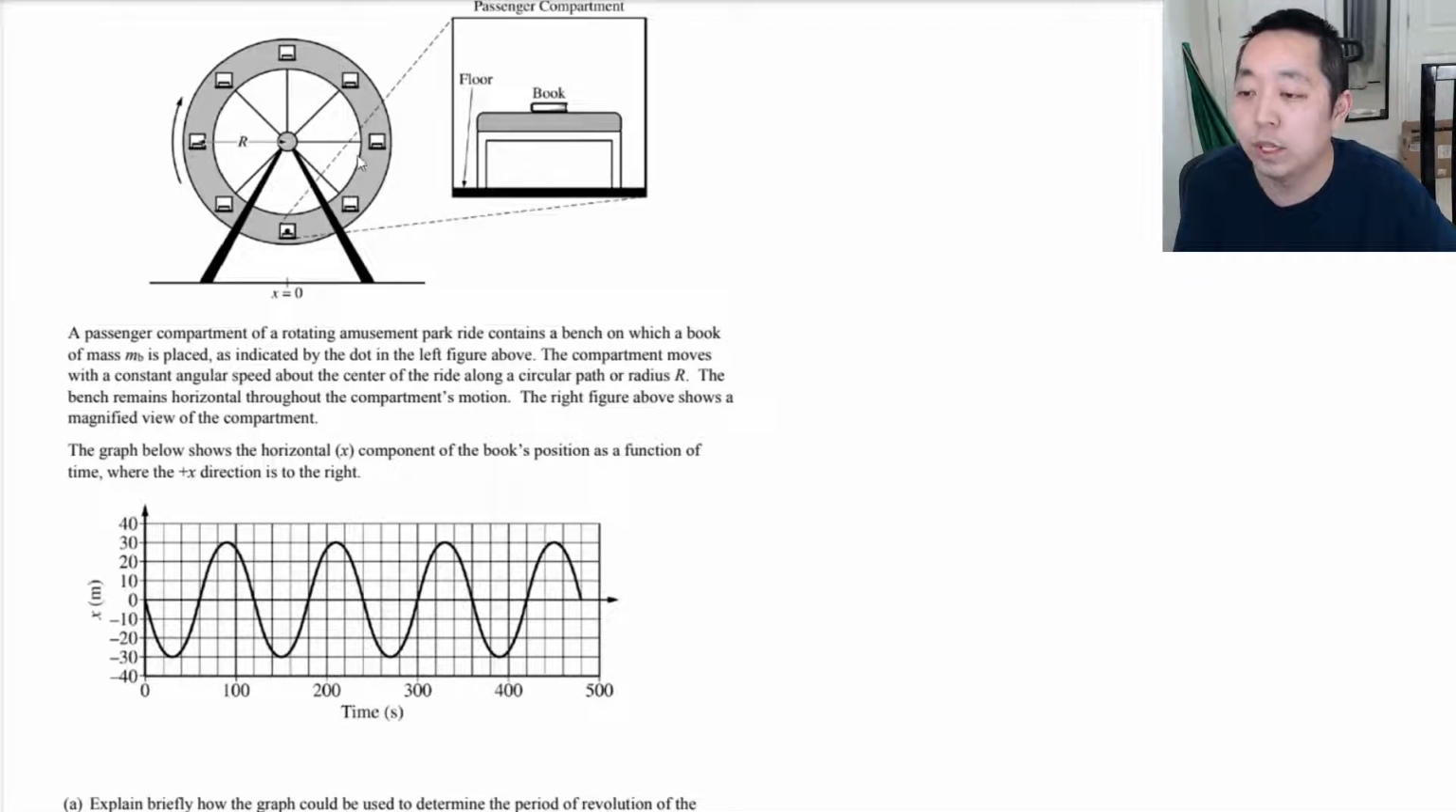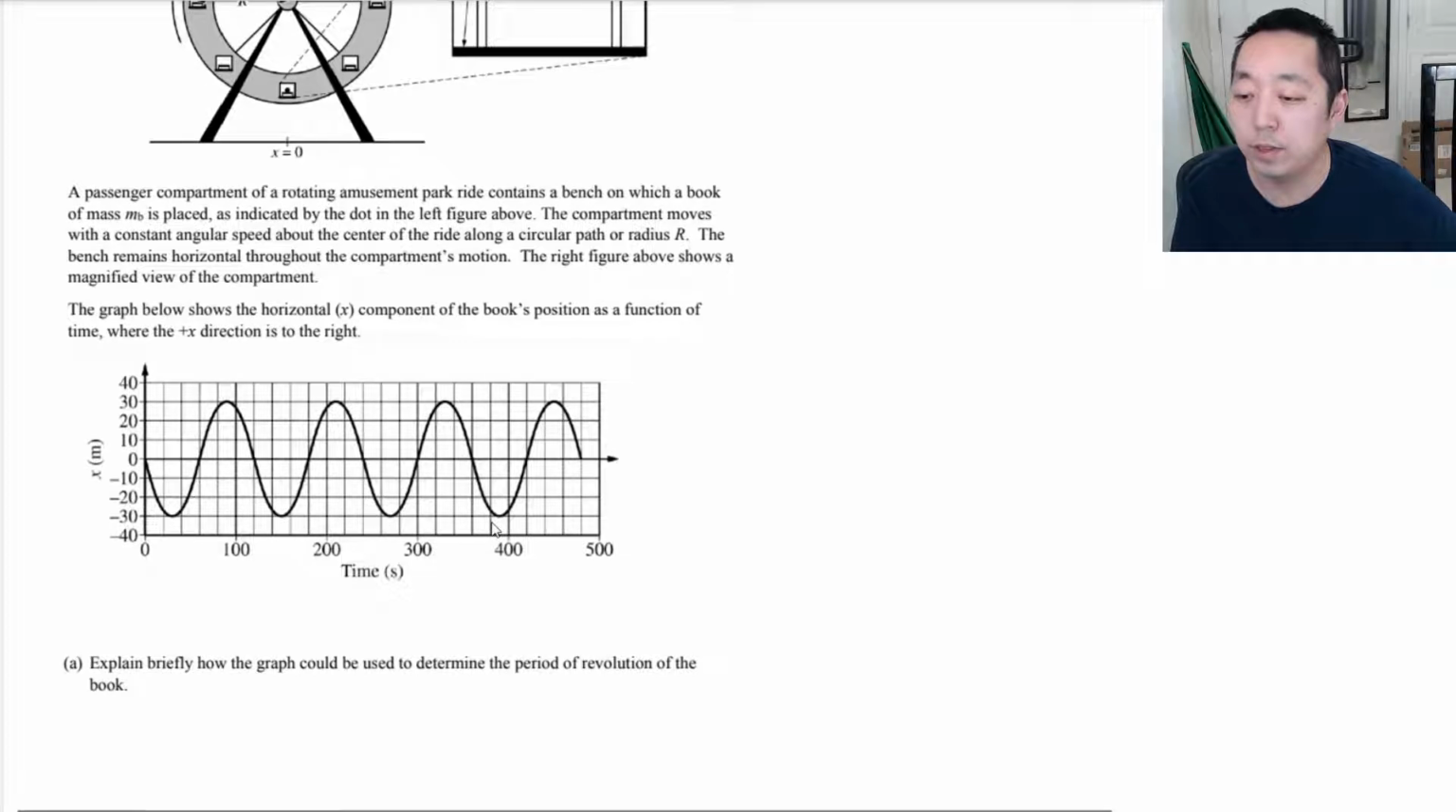The compartment moves with a constant angular speed about the center of the ride along a circular path of radius r. The bench remains horizontal through the compartment's motion. The right figure shows a magnified view of the compartment. The graph below shows the horizontal x component of the book's position as a function of time, where plus x is to the right. So it's kind of sinusoidal, which kind of makes sense. It's moving left, it's moving right, it's moving left. As it moves around, it's moving left. Then as it comes down this way, it's moving to the right, etc.